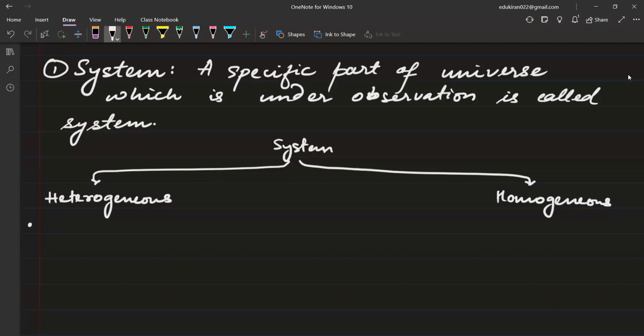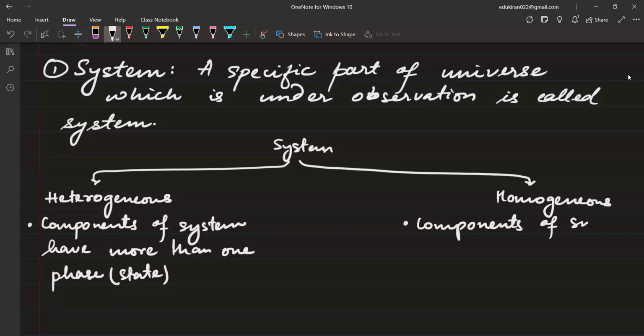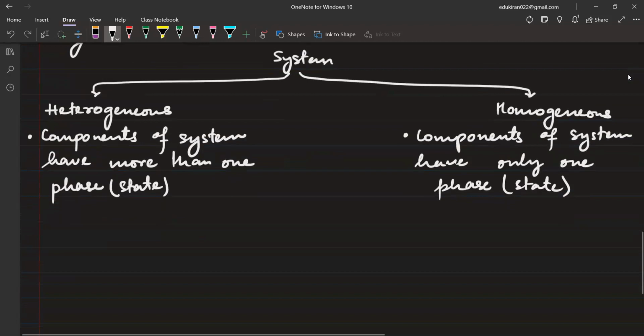Okay. Heterogeneous means the components of the system have more than one phase. What does phase mean? State, right? Solid, liquid, gas, those are phases or states. Next, please write, homogeneous means the components of the system have one and only one phase. Only one phase or state. Everyone understands, right?